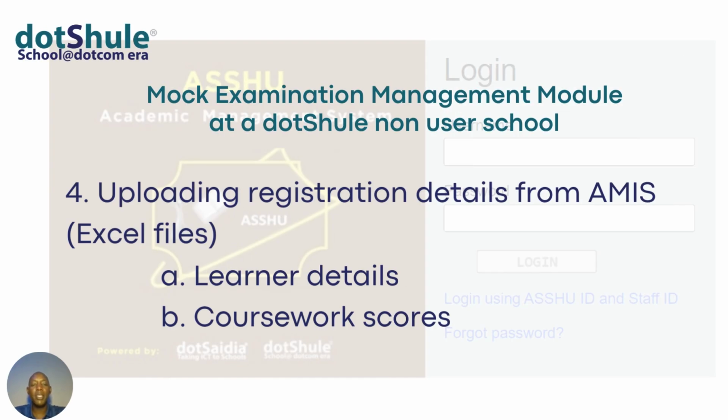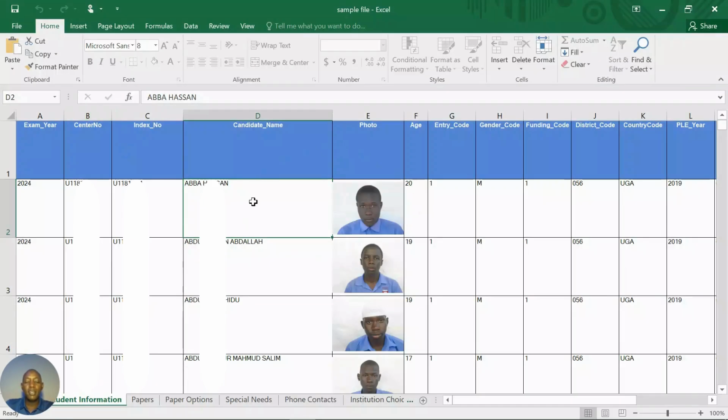After subscribing to a mock examining body, the next activity is to upload the candidate's registration details as extracted from the AMI system. The details include the learner's information as well as the coursework scores. Now let me take you through how this activity is conducted in your dotShule mock portal. Sample file that we extracted from the AMI system containing our candidates information.